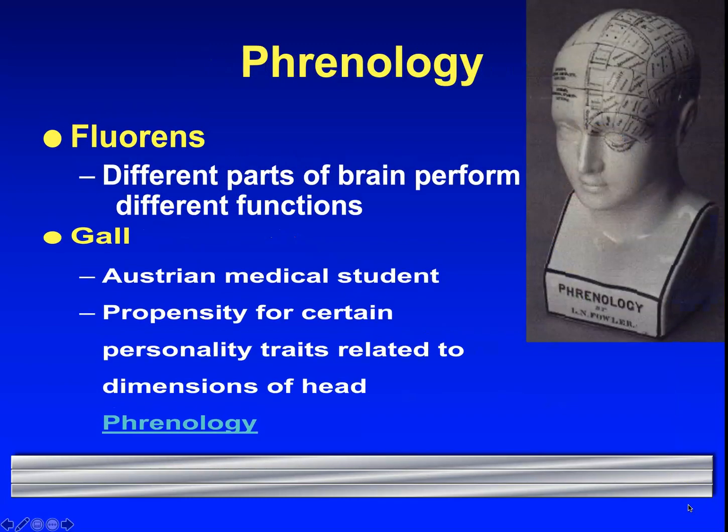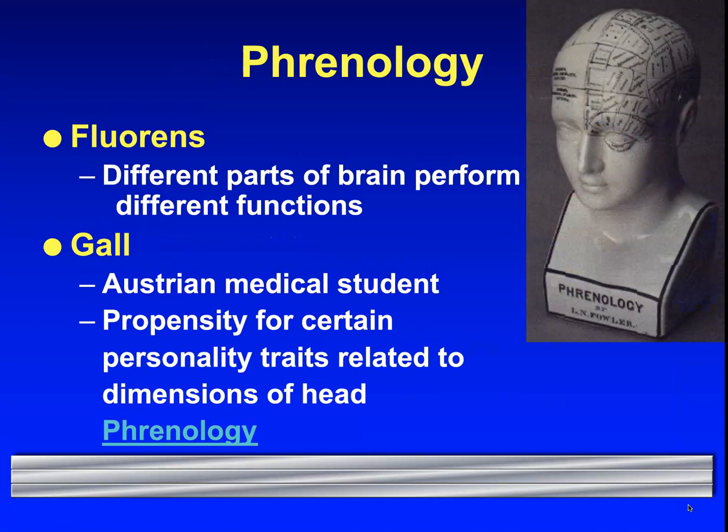I'm going to pause for a moment to talk about phrenology. Phrenology was very popular in the 19th century, so in the 1800s, early 1800s. And basically what they thought was you could feel somebody's skull and figure out what kind of personality they had based on that. They thought that the propensity for certain personality traits was related to the dimensions of your head, because they thought it was in your brain.